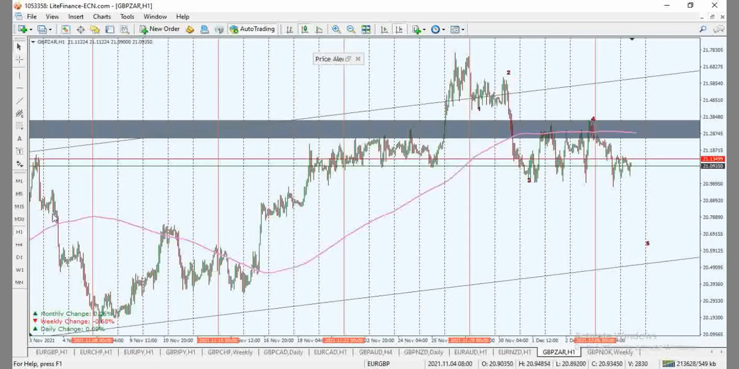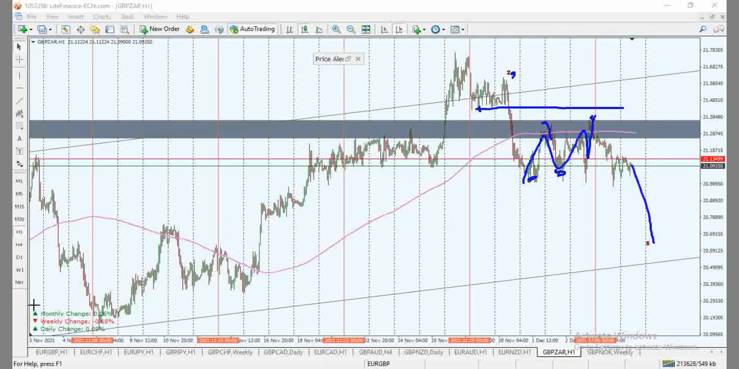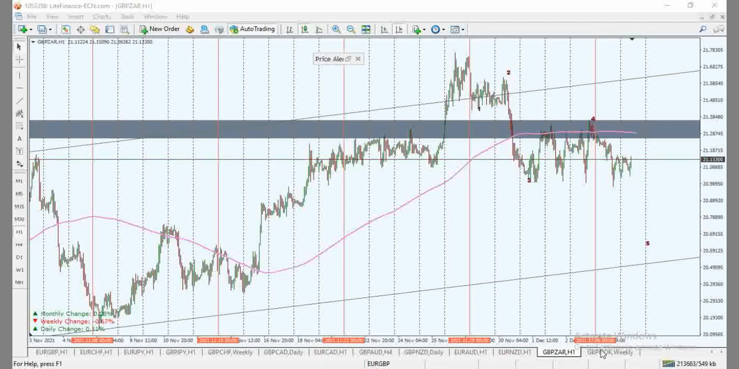I've just got my labels on GBP ZAR, just as this one: 1, 2, 3 expansion, ABC, A, B, C, wave 4 not breaking through price territory of wave 1. We're looking at the next drop to the downside, right? It's a possibility. All right, so that's what it is.